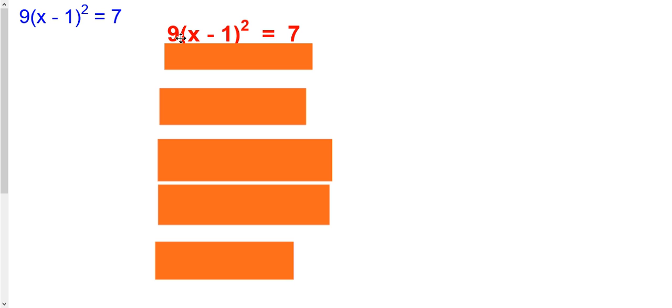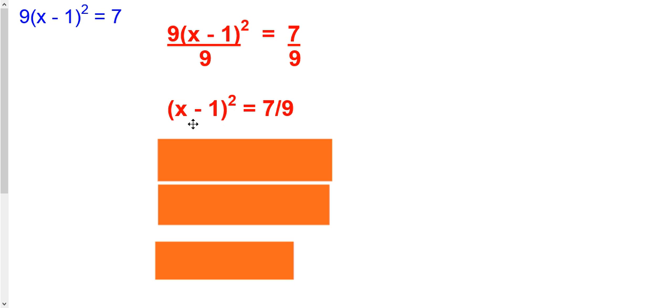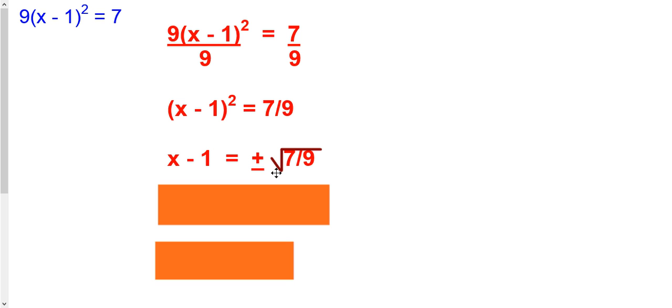Once again, you want to try to get the squared part, the part that's here in the parentheses, by itself. So you have to get rid of that 9. Divide both sides by the 9. Then you have your squared part by itself. Then you have to undo the squaring. To undo the squaring, you take the square root of both sides, the square root of the left side, the square root of the right side. Oh, we've got the square root of a fraction over here.